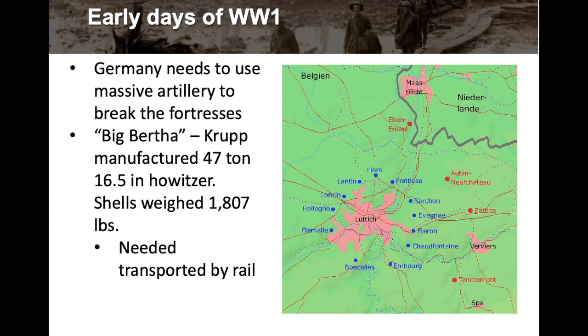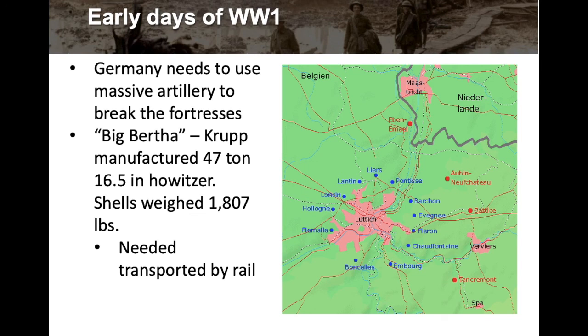The Krupp factories still exist today. They don't make guns anymore, but they manufactured these Big Berthas. And it was a 47-ton howitzer that shot a 16.5-inch shell. That means the hole in the barrel that the projectile will come out of is 16.5 inches across. So it's a big gun.